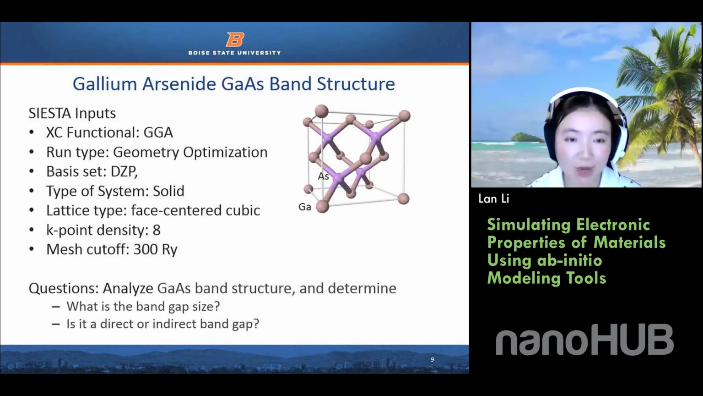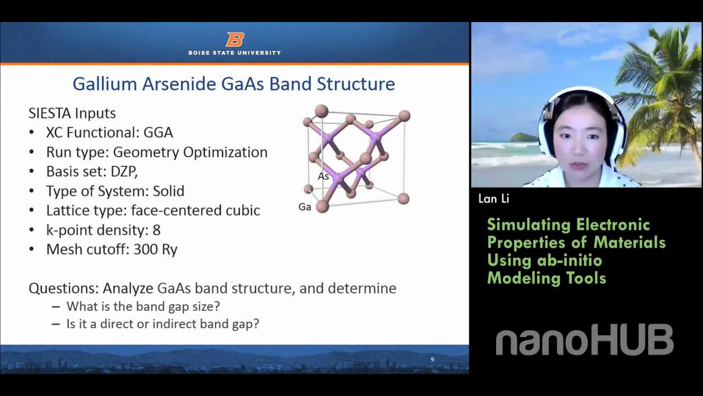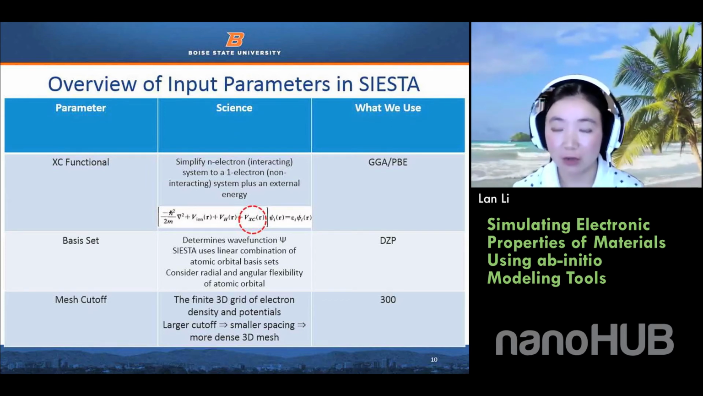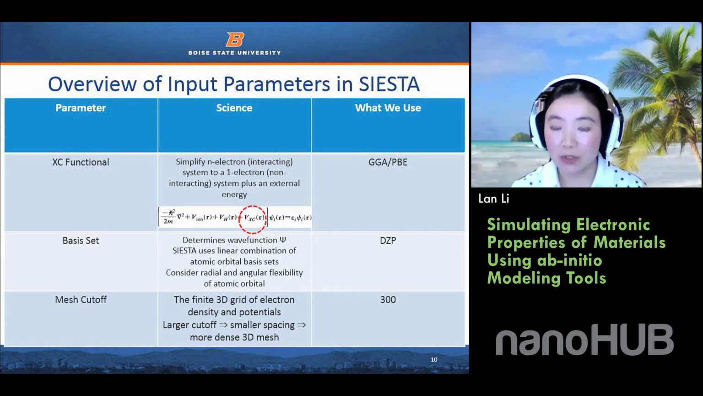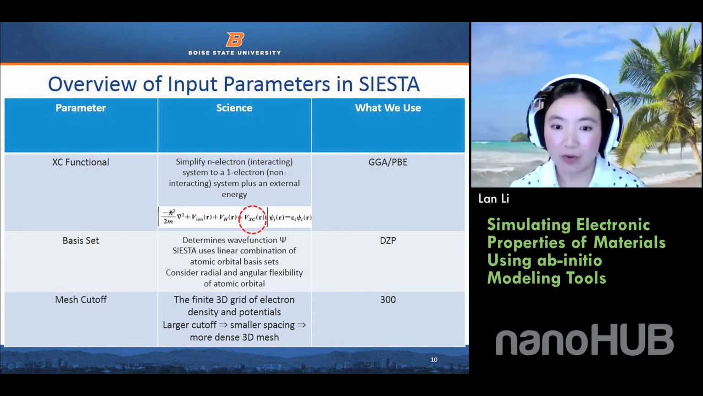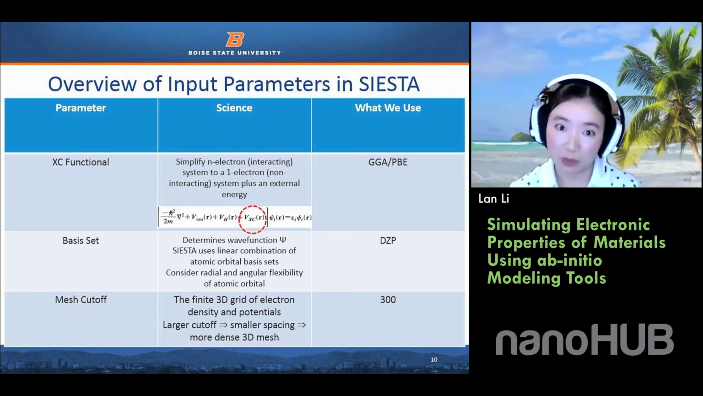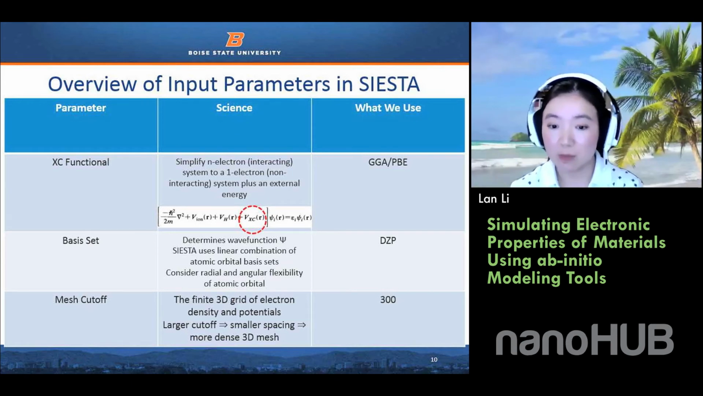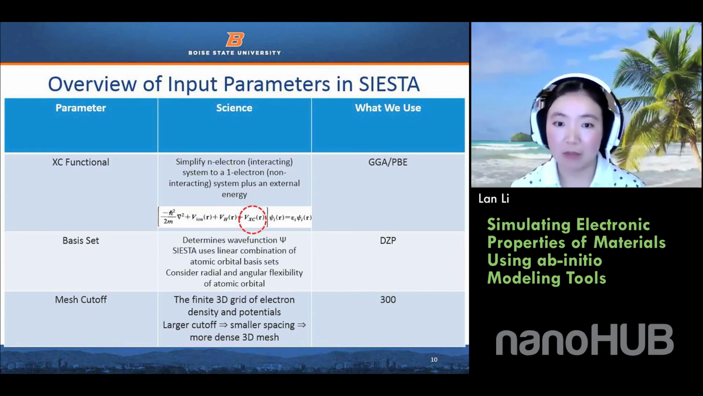So, okay, this is one of the examples. Before I show you another example, I want to summarize. In the input file, the exchange-correlation functional, the GGA we use, is to calculate this term in the Hamiltonian, and we use the basis set DZP, double zeta polarization, to describe the wave function. For the mesh cutoff, we use 300, which is a bit higher than the default, because we want to calculate the band structures. Again, a larger cutoff means smaller spacing and a denser 3D mesh, which means you get more sample points in the electron density and also the potential.